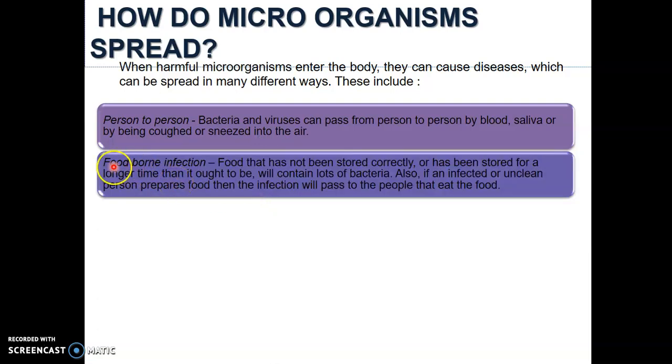There's another method of transmission referred to as a foodborne infection, where food or water, let's say, which has not been stored correctly, or has been stored for a longer time than it ought to be, can contain a lot of bad microorganisms, for example, bacteria. Also, if an infected or unhygienic person prepares food, then the infection can pass from that person to the food and then to the people that eat the food.